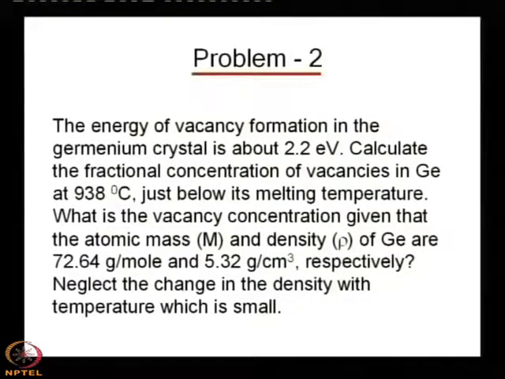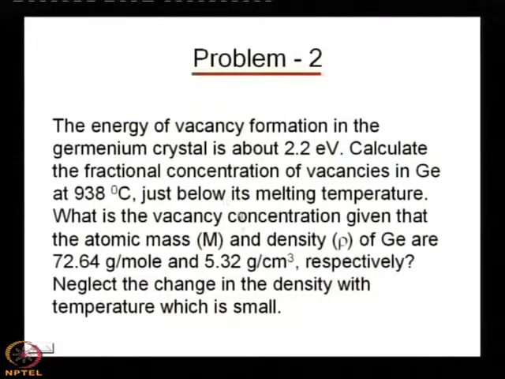Now, before we start band gap engineering, let us conclude our discussion on the defect, because there is another problem. You see that problem 2 is there, and we are interested in it because we can compare the concentration of vacancy type of defects in metal as well as in a covalent crystal. So, we would like to compare this thing.